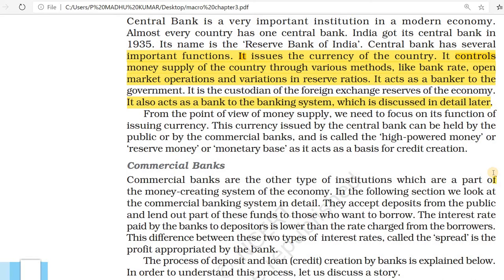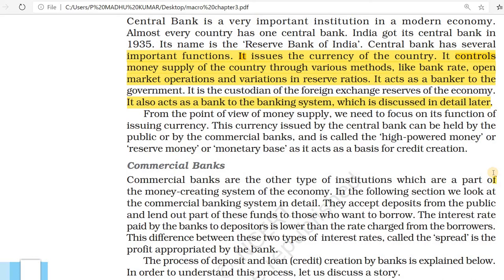Then what is high powered money? The currency issued by the central bank, which can be held by the public or commercial banks. This money we call high powered money or reserve money. These are the monetary base, and the RBI acts as the credit controller.